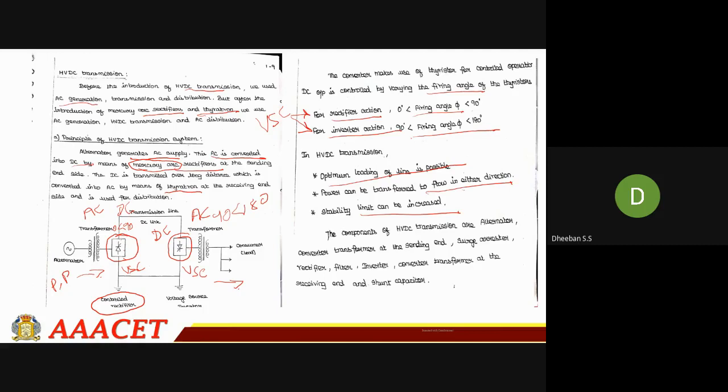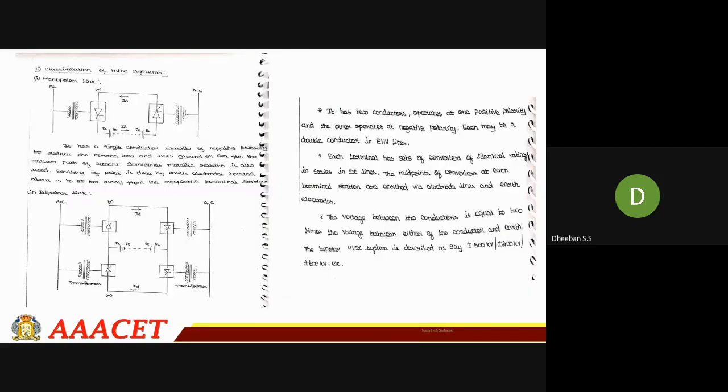The components of HVDC transmission are the alternator and the converter, which I have already explained. These are the components involved in your HVDC system. Next, moving on to the classification: it can be classified as a monopolar link, a bipolar link, and a hybrid as well. First we'll see the monopolar link.